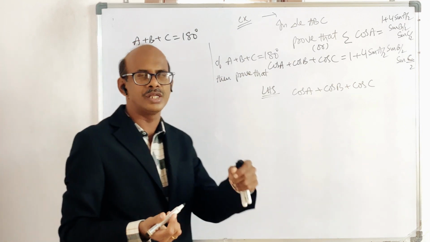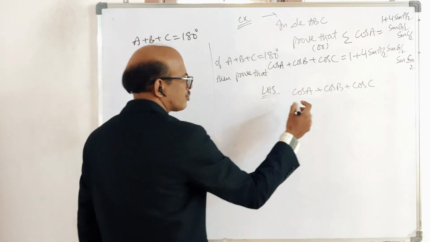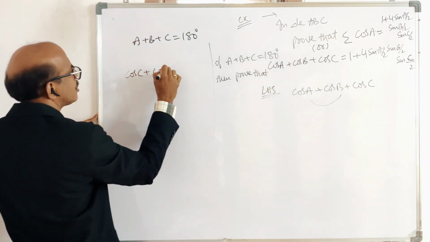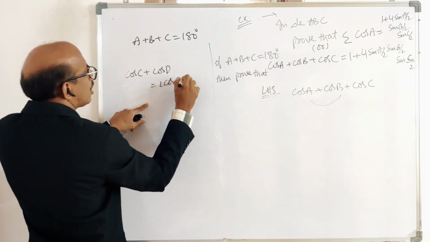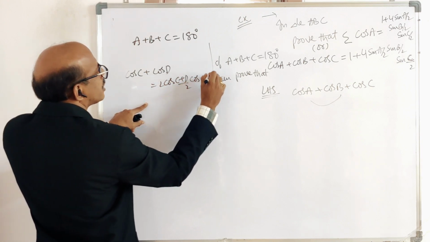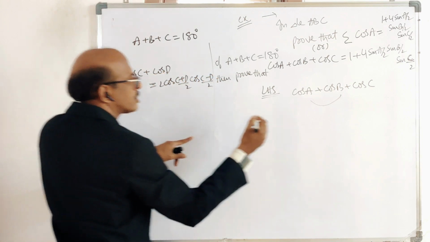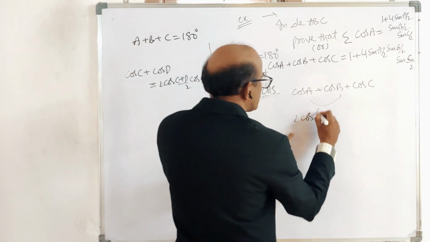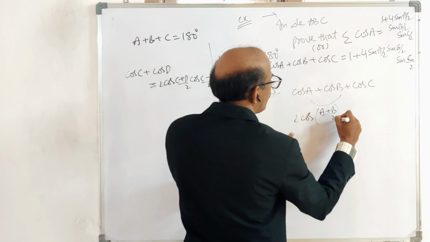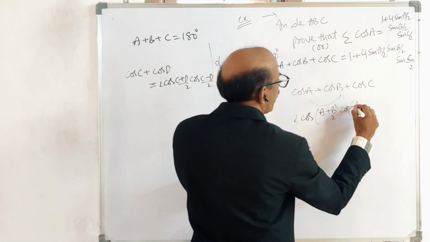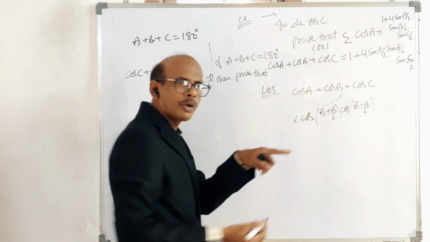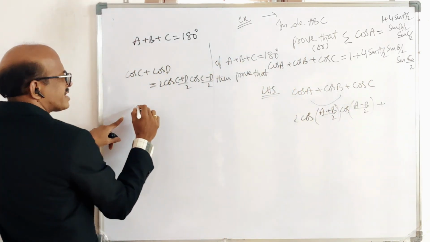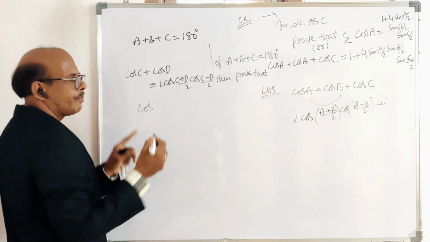Already we discussed in the toolbox, in the transformation list, the formula cos C plus cos D equals 2 cos of (C plus D) by 2 cos of (C minus D) by 2, the sum into the product. By making use of that formula, cos A plus cos B is 2 cos of (A plus B) by 2 cos of (A minus B) by 2, plus cos C.